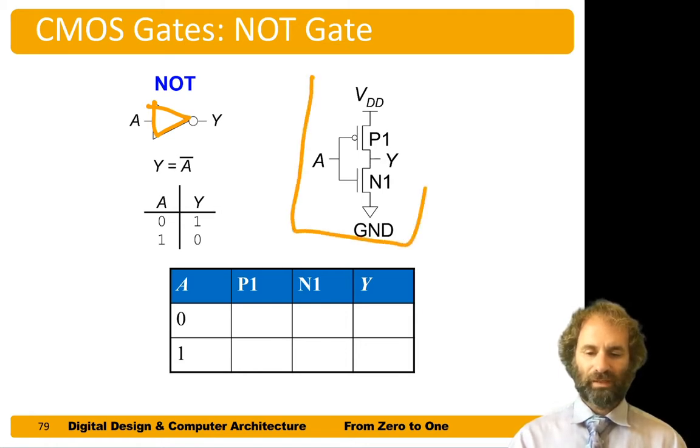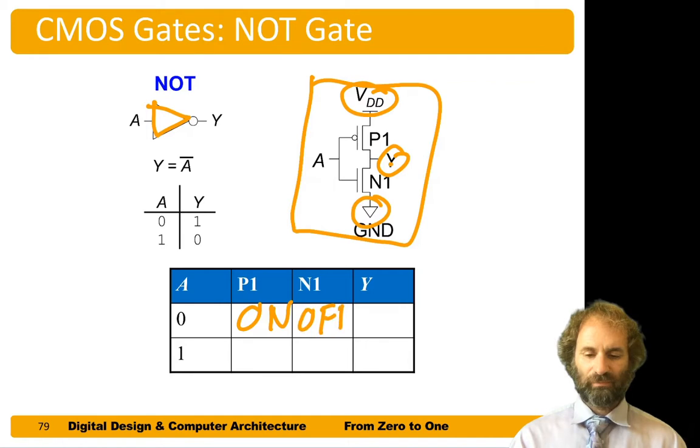We can build the NOT gate out of a single NMOS transistor and a single PMOS. The NMOS is connected between the output and ground. The PMOS is connected between the output and power. When A is 0, the PMOS transistor is on, the NMOS transistor is off, so there's a path from power to the output. There's no path from ground to the output, so the output is 1.